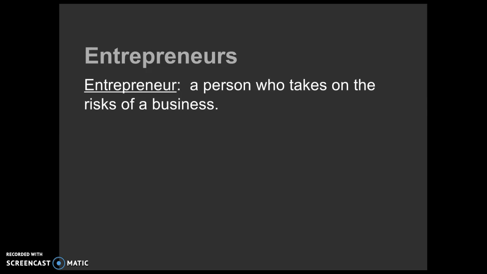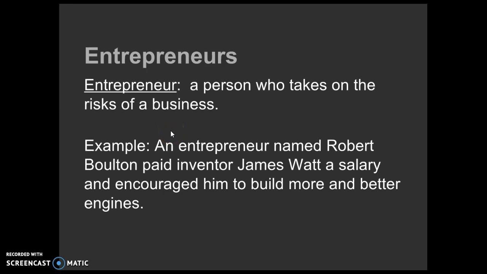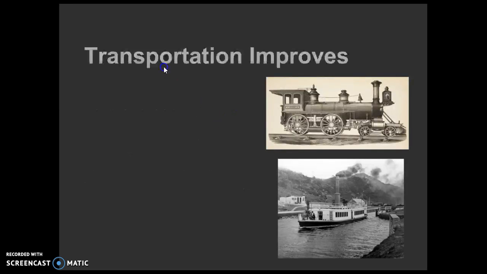Entrepreneur is a word you might be familiar with. It's a person, and you're going to want to pause and write this definition down. A person who takes on the risk of a business. So an example of an entrepreneur is there was a man named Matthew Boulton who was an entrepreneur and paid the inventor James Watt, who you may have heard of, a salary to just be at home and tinker and try and invent things. And eventually, James Watt makes the steam engine, which creates steam power. They put it on steamboats, they put it on locomotives, and they use it to power new machines so factories can be located anywhere.